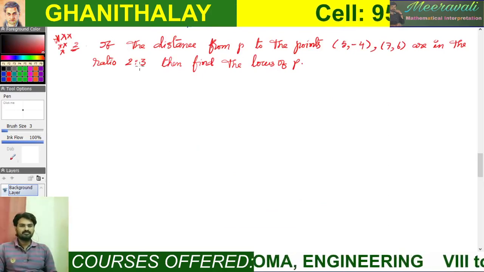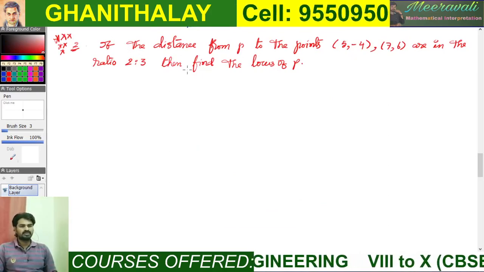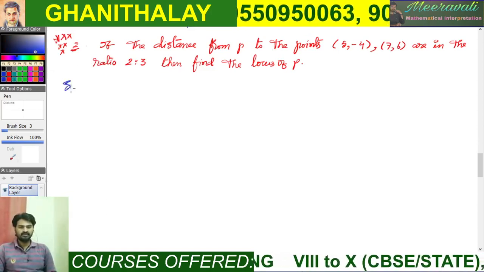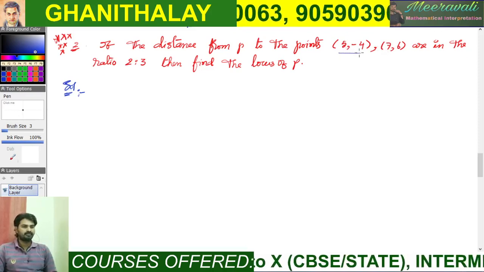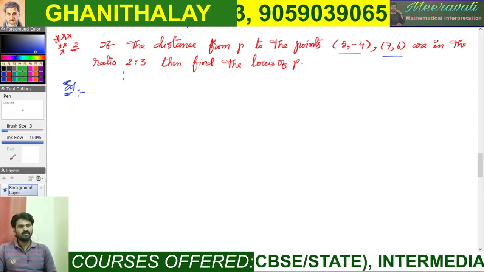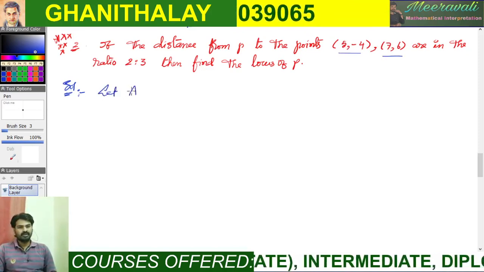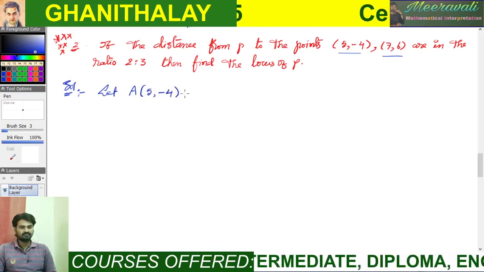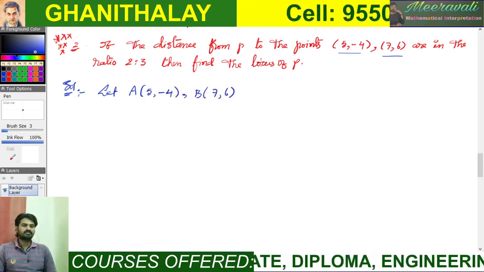Okay students, this is a very important problem for the 4 marks questions. So first, what you have seen, you have to write here. First, given 2 points, (5, minus 4) and (7, 6). I am going to take them as A and B. Let capital A be (5, minus 4), capital B be (7, 6). Okay.